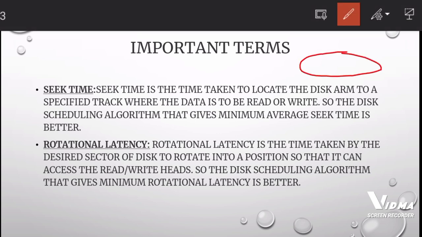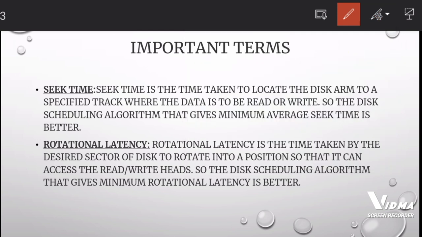Means if this is a platter and this is an arm, and these are tracks, and I have to, with the help of this arm, reach my data, let's say my data is on track number 3. So when my arm reaches track number 3, that is called seek time.